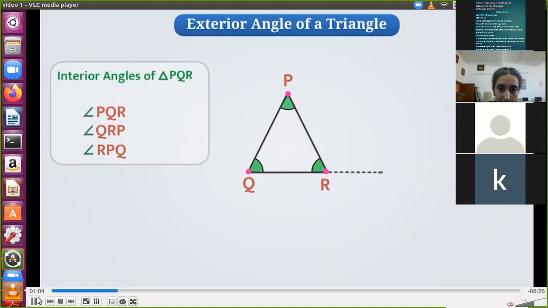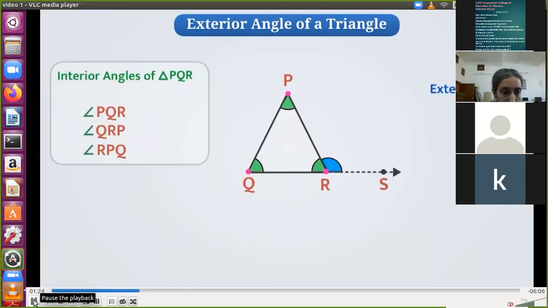Now, what I am going to do is, QR line is extended to S, and now when QR line is extended, the angle PRS is formed. So you can think about it. What is this angle called? Angle PRS.